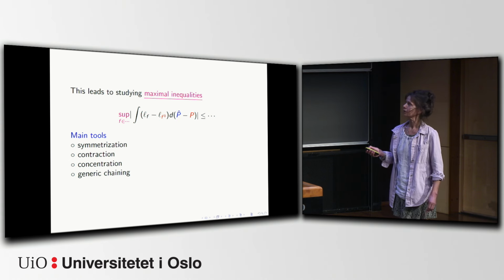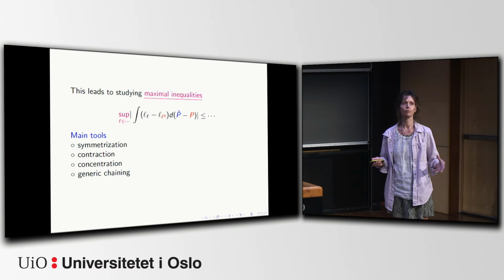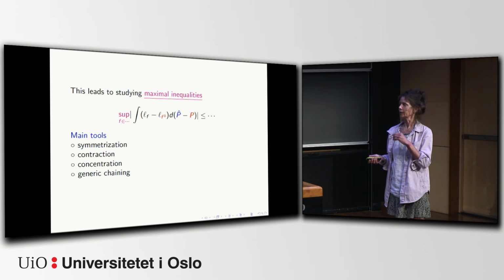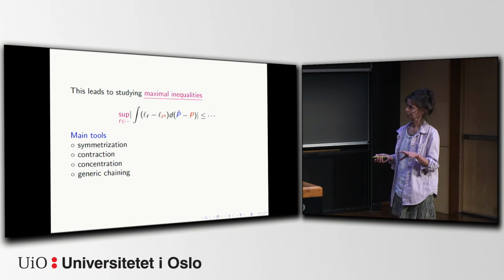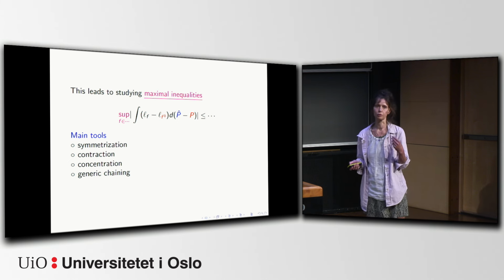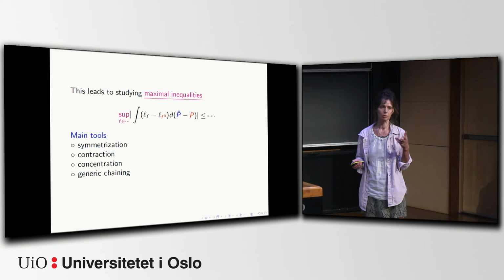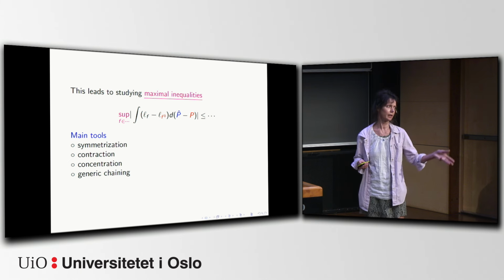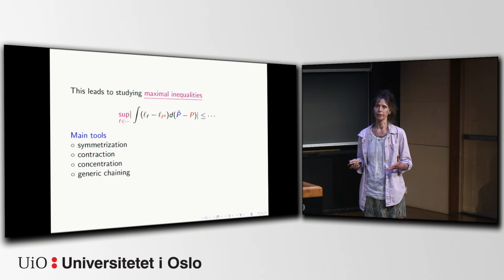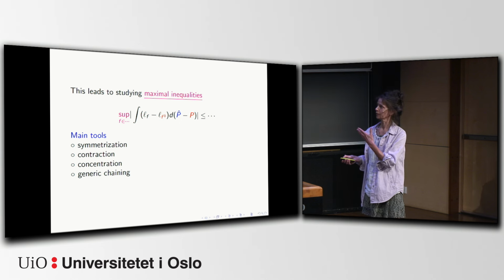So this opens up a lot of applications, and the tools we use from probability theory are symmetrization, the contraction theorem, and concentration of measure, and then generic chaining. So I'll just look at that last part, generic chaining.